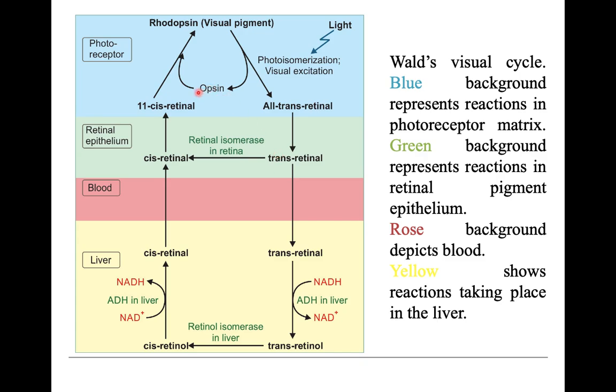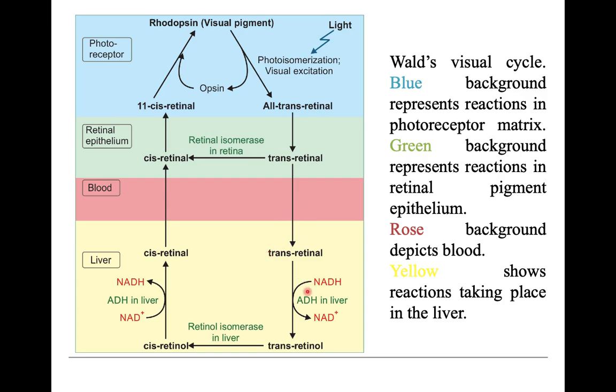Okay, so the cycle will start with breakdown of rhodopsin into opsin and 11-cis retinal, then there will be isomerization to the trans, and once again there will be isomerization to the cis retinal. So trans to cis is by retinal isomerase, but cis to trans is by photoisomerization, that is on exposure to light. But another way to complete this cycle is that this trans retinal can go to the liver via blood.